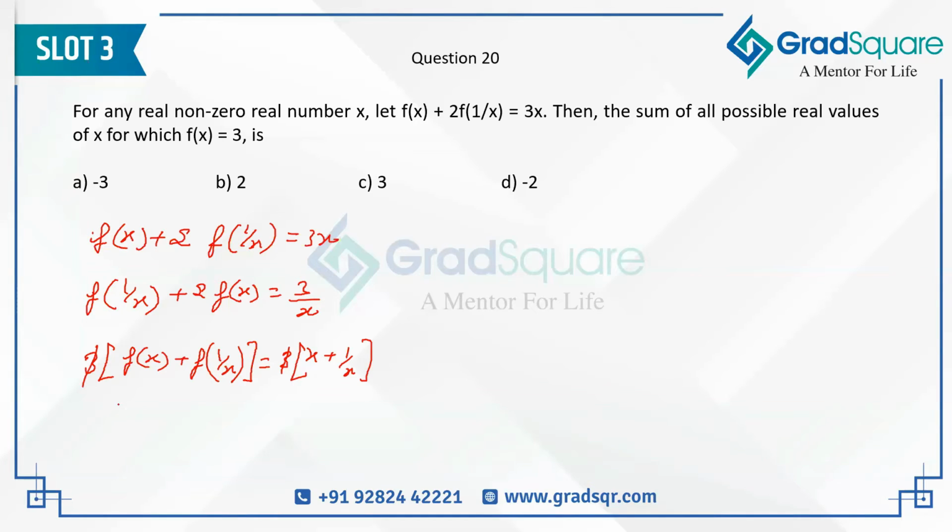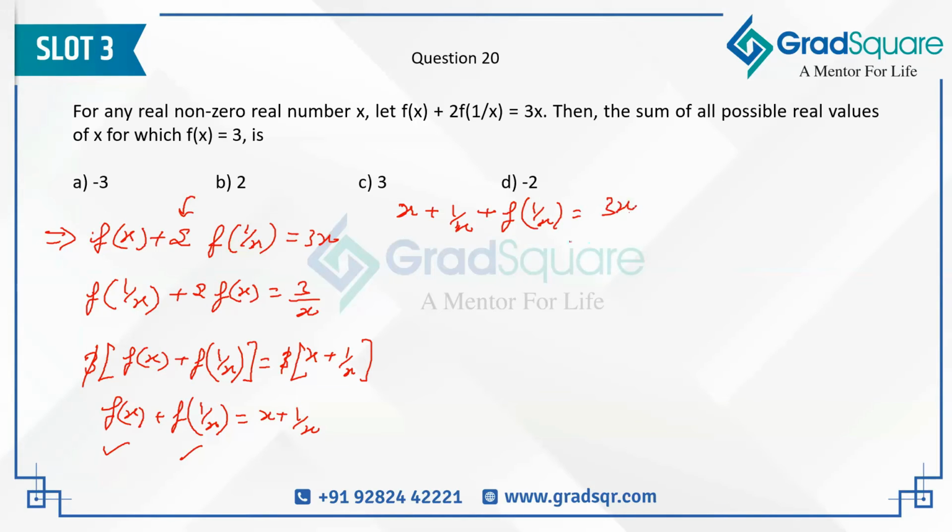So now I know the value of f of x plus f of 1 by x, which turns out to be x plus 1 by x. Now go back to this first equation. f of x plus f of 1 by x is something that I have in terms of x, right? Which is x plus 1 by x. So I'm writing x plus 1 by x in place of f of x plus f of 1 by x. But there was 2 times f of 1 by x, right? So I will still be left with f of 1 by x. That should be equal to 3x.